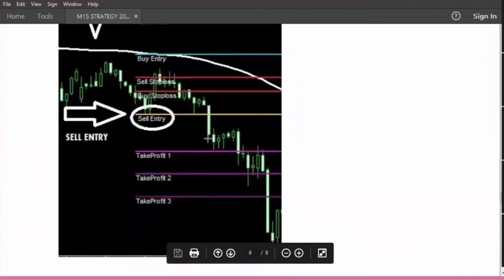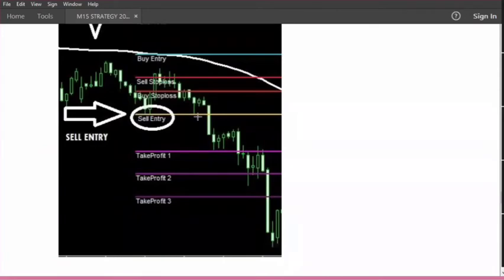That white line is the 100-period moving average. And then the sell entry is right there. The price must actually move past that level in order for you to open up a trade. So as soon as it breaches that price, that's when you open up the sell. And then you use a stop loss that's given.